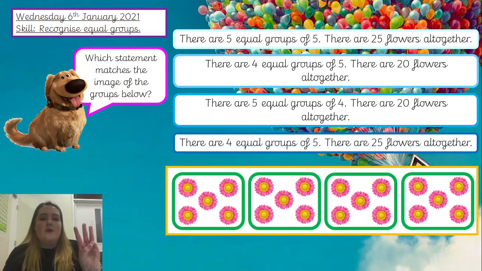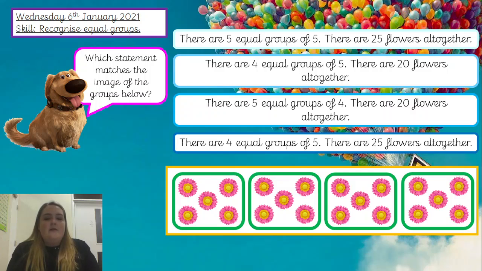The third one, there are 5 equal groups of 4. There are 20 flowers altogether. Or will it be the fourth sentence that describes this image? There are 4 equal groups of 5. There are 25 flowers altogether. So you need to do a couple of things now. You need to look at how many groups you have, and you need to have a little look at how many flowers are in each group.